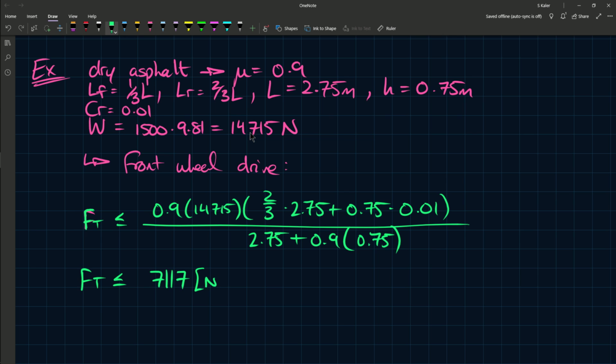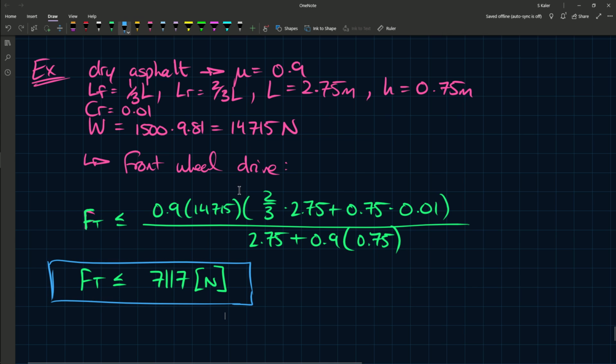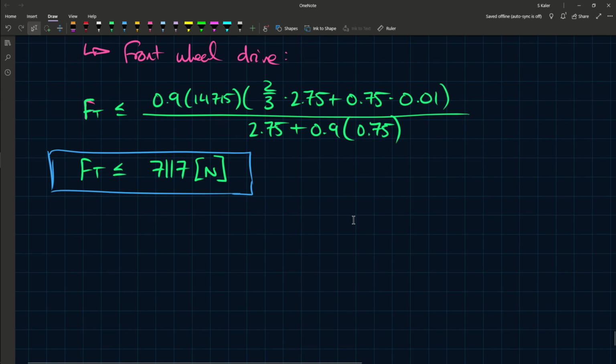You get FT should be less than or equal to 7,117 newtons. Now, what that means is if you apply an initial accelerating force that is less than that, there won't be any skidding. And we'll look at some other examples where we'll see how much initial tractive force is required, and you can relate all of that to this. But this is a good metric to understand how much force you can apply without the vehicle skidding.